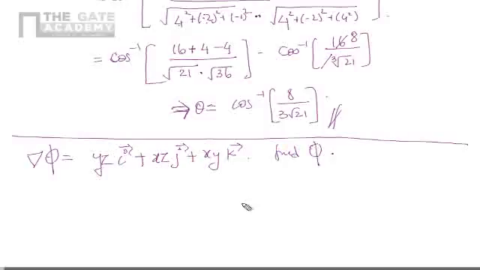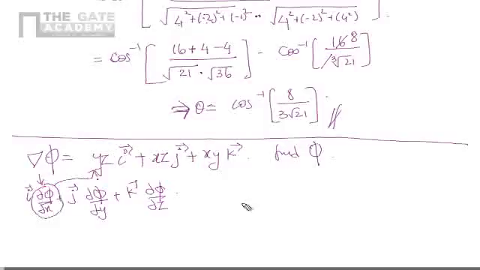This is another interesting problem. So by definition, what is del phi? Del phi is nothing but i times dou phi by dou x plus j times dou phi by dou y plus k times dou phi by dou z. Okay, so this value is what is sitting here, this value is what is sitting here, and this value is what is sitting here. Clear?